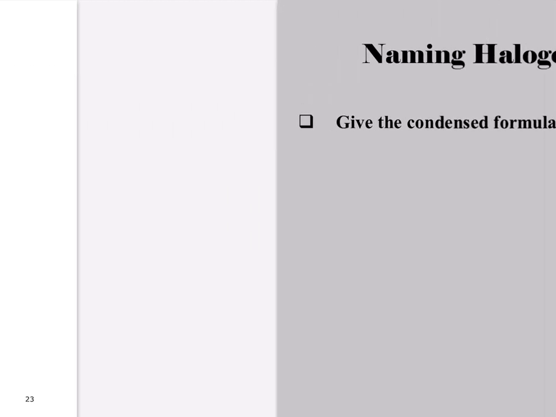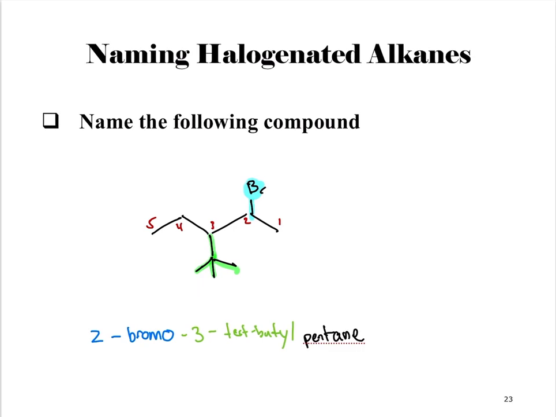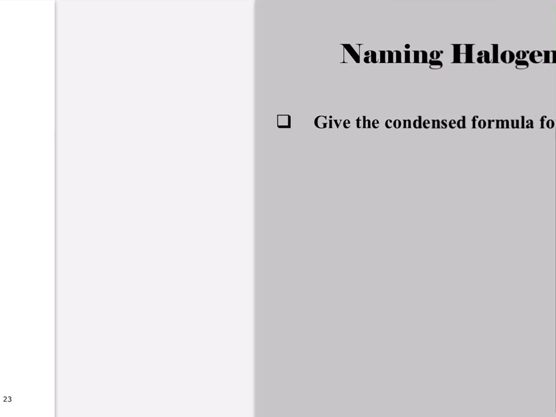Right, so that uses 2 different groups we've talked about. We have an alkyl group, which is a single bonded carbon group, and a halogen, or halogenated alkane here.